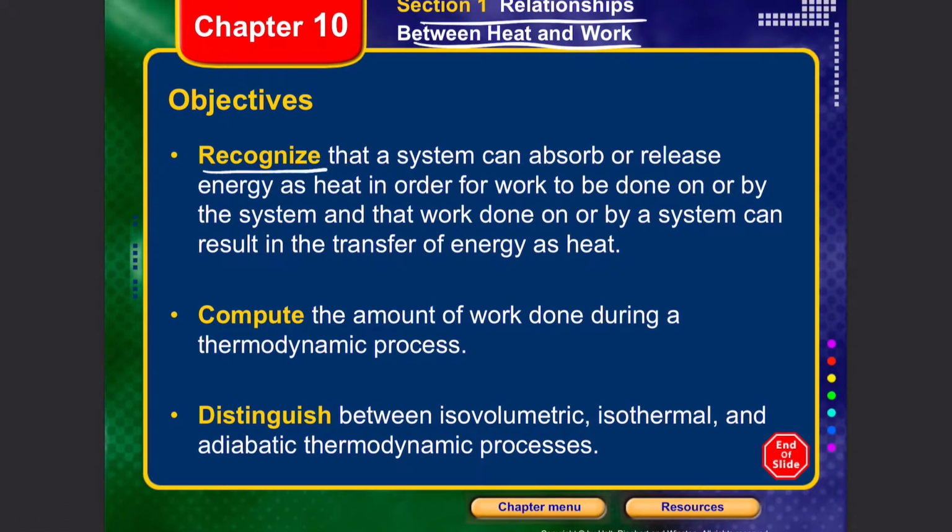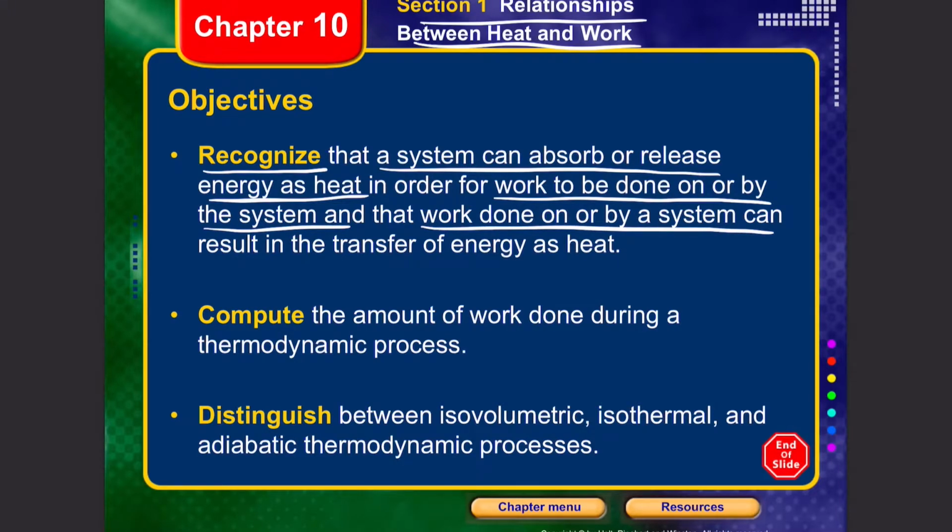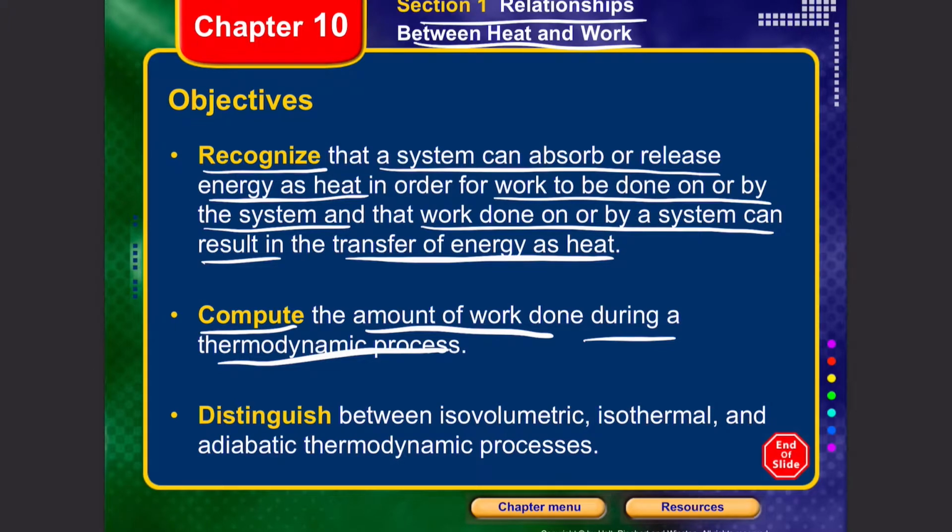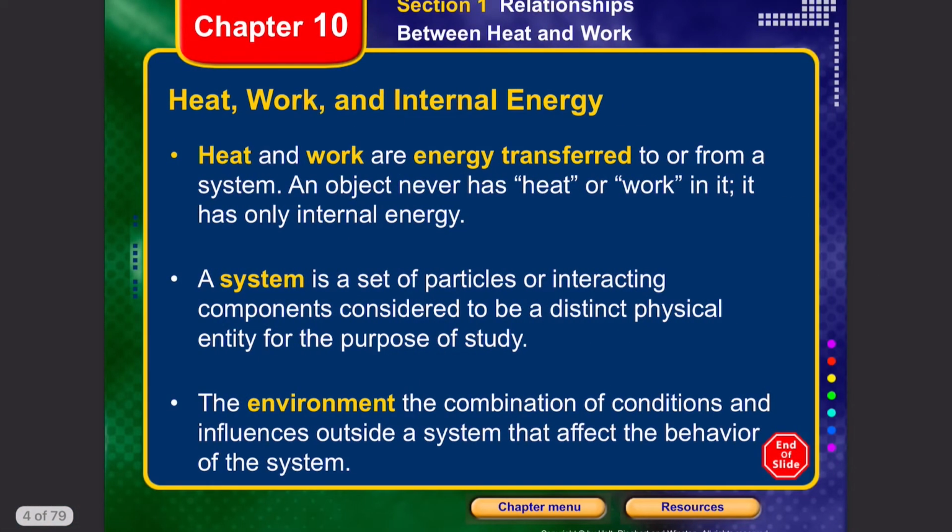The objective here is to recognize that a system can absorb or release energy as heat in order for the work to be done on or by the system, and that the work done on or by a system can result in the transfer of energy as heat. Second is to compute the amount of work done during a thermodynamic process, and third is to distinguish between isovolumetric, isothermal, and adiabatic thermodynamic processes. Let's start with heat, work and internal energy.